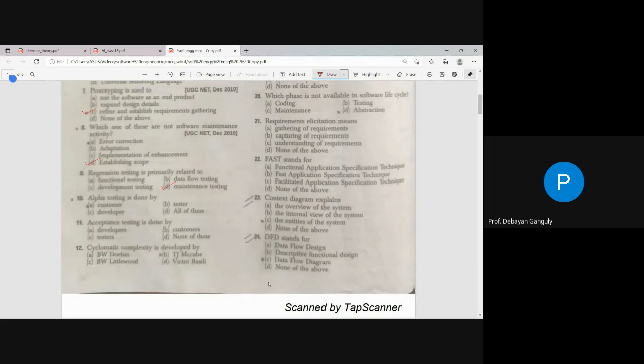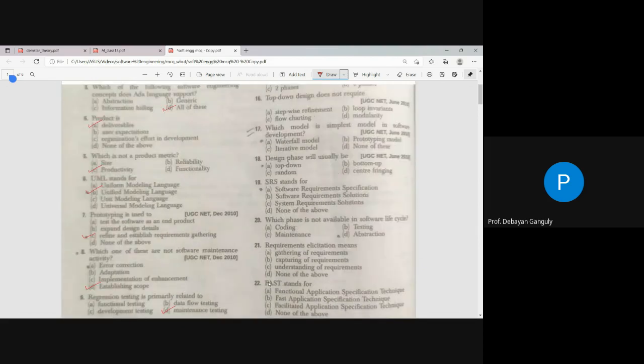Alpha testing is one of the system testing where the test cases are designed by the customer, whereas beta is defined by the developers, right? So question number 11, acceptance testing is also done by the customers, right? And psychometric complexity is developed by McCabe, because there is the McCabe complexity factor, by which you are concentrating on the independent paths, and as well V plus E minus 2, that are the different types of software.